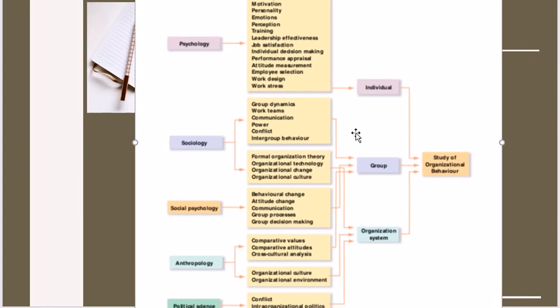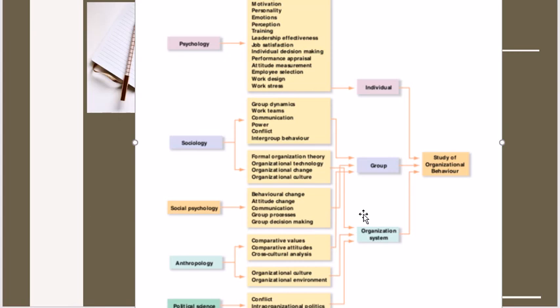Sociology has two aspects of contribution it can give. If you will notice, the different arrows indicate the analysis. We have group dynamics, work teams, communication, power, conflict, and intergroup behavior. You will notice all of these are more on groups of people. We also have formal organization theory, organizational technology, organizational change, and organizational culture. All of these are about the organization system. That is why you notice there is an arrow here.